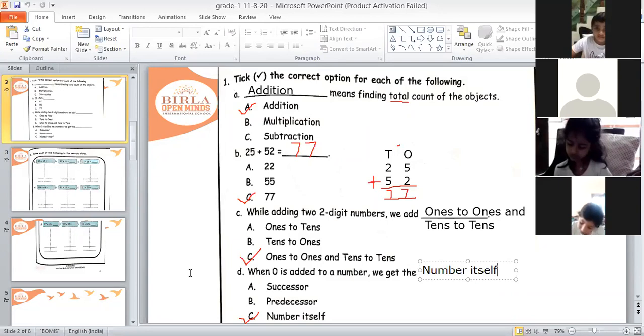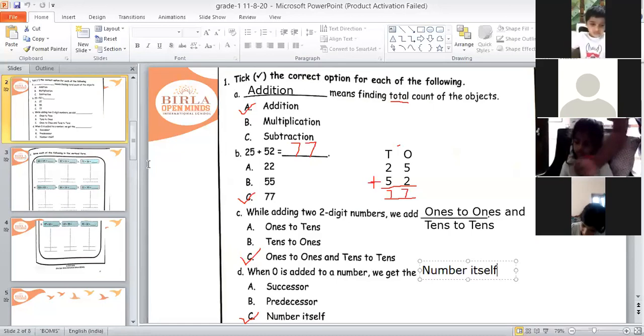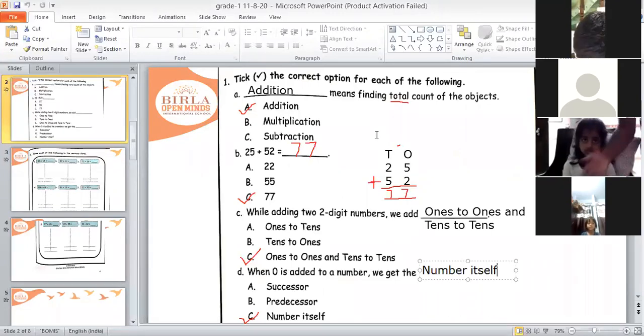Okay, so I hope till now you all have completed this much work. Now come to page number 41 again, children. Yes, children, open page number 41. Open page number 41, children, and write date and classwork there on page number 41.